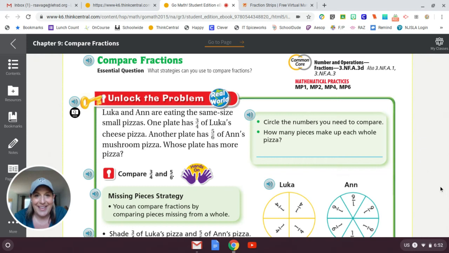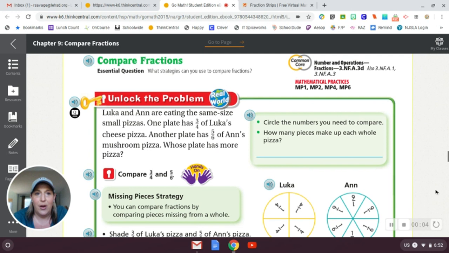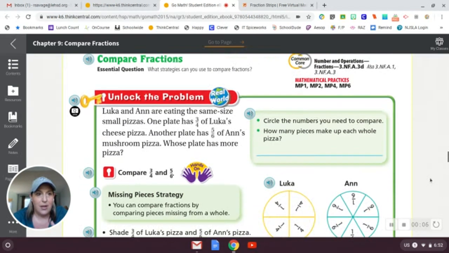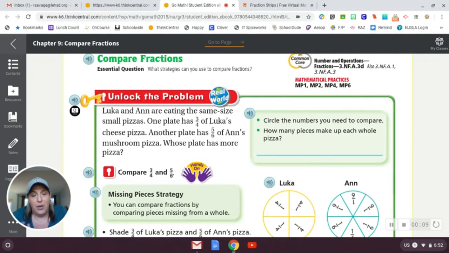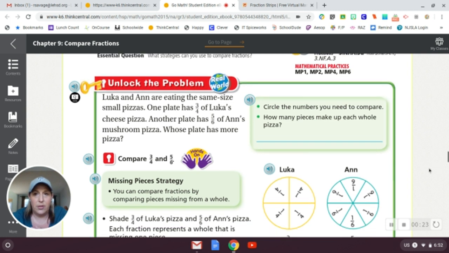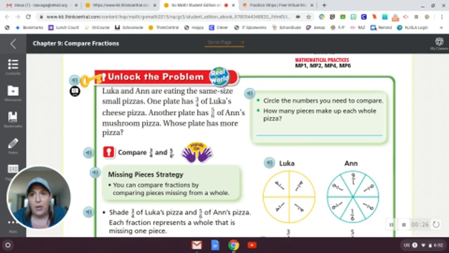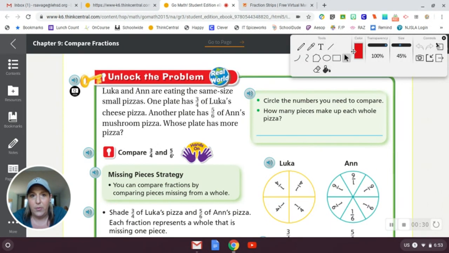Hey, boys and girls. I want to talk about our next math lesson, which is compare fractions. Now, the last few days we've done compare fractions with the same numerator, compare fractions with the same denominator. Now they're just going to throw them all together, same numerator and same denominator, and you use whatever strategy you like best in order to solve these problems. Okay. So we'll go through a few of them and then you're going to do the practice on your own.